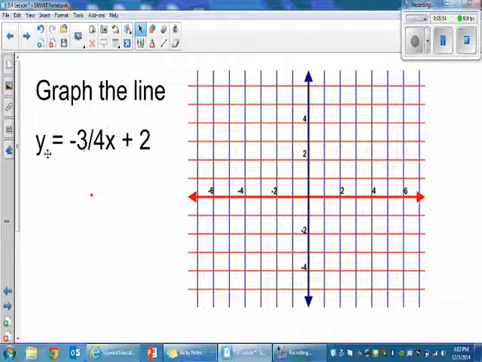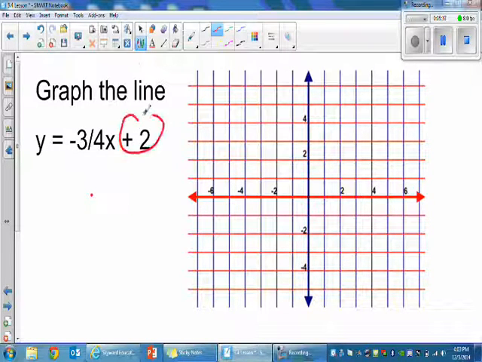So graph the line y equals negative 3/4 x plus 2. Well again, my y-intercept is 2, just like the first one. But now my slope is negative, so I need to make sure that my hill or my slope is going down. So I'm going to go down 3, 1, 2, 3, and to the right 4, 1, 2, 3, 4. See, this way my slope will be negative. So I'm going to go the opposite direction too, 1, 2, 3, 1, 2, 3, 4.